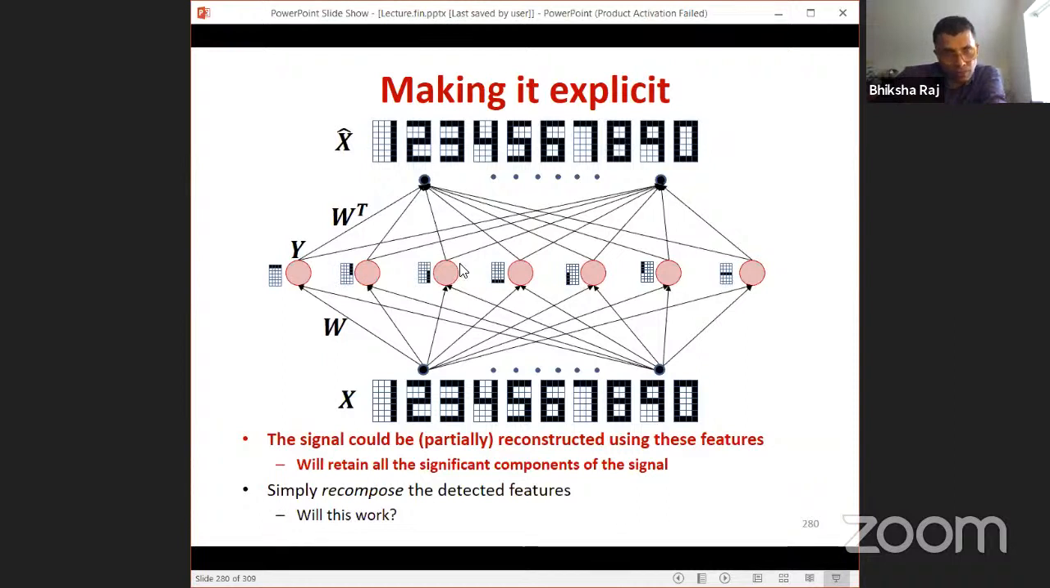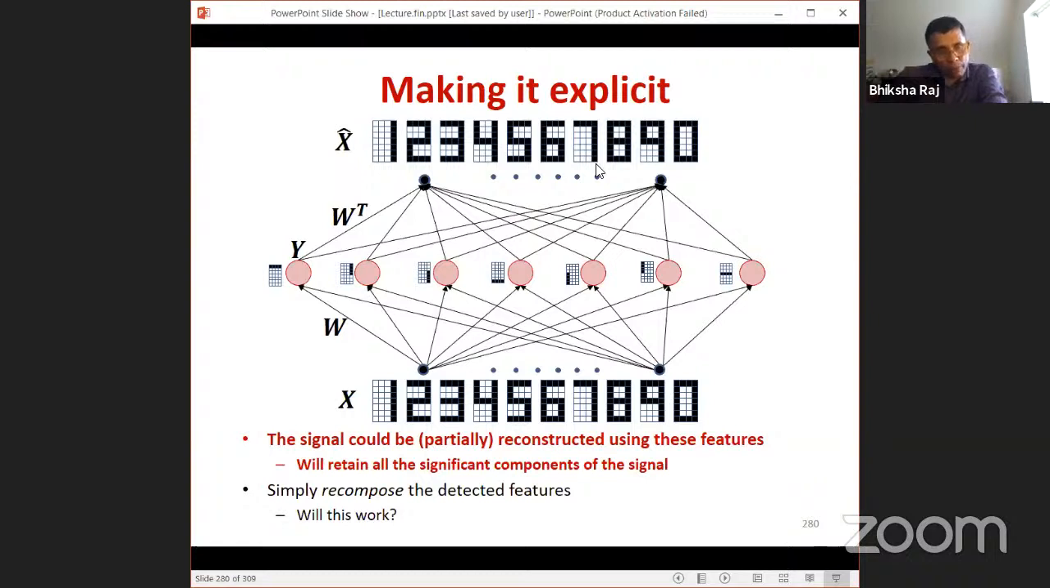So let me recompose the patterns detected by these neurons when they detect them. For instance, if I find that for some input, only this neuron and this neuron have fired, then it means that the input has this bar and this bar, and it has zeros everywhere else. So I can just reconstruct this input by putting together the weights patterns for these two neurons, or alternately the weights patterns of all the neurons multiplied by their output. That is going to reconstruct the input. So I can reconstruct the input by putting together the features detected by the individual neurons, weighted by the output of the neuron.